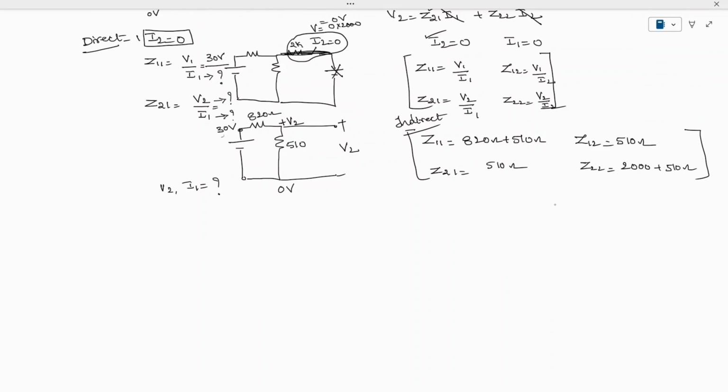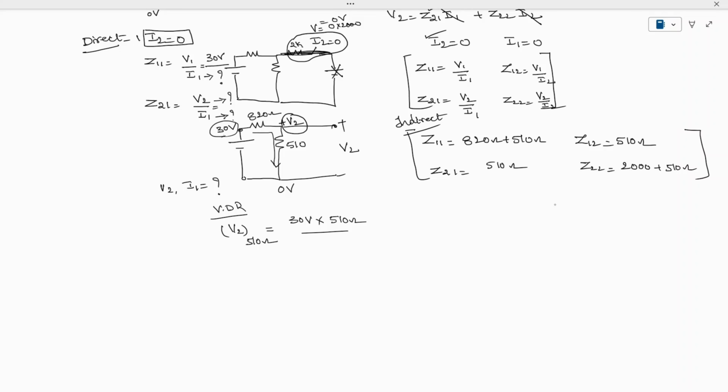So this V2 I have to find out, which is nothing but the voltage across the 510 ohm resistor. I'm going to use the voltage division rule. By the voltage division rule, the voltage across 510 ohm is the total voltage, 30 volts, times 510 divided by the sum of resistors connected in series. The 820 and 510 are both connected in series.